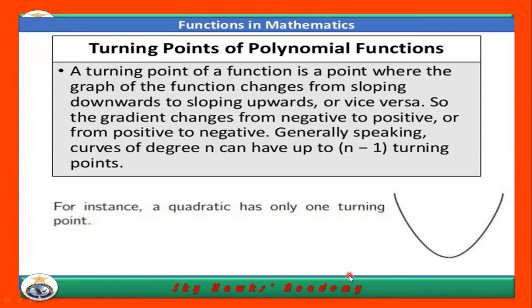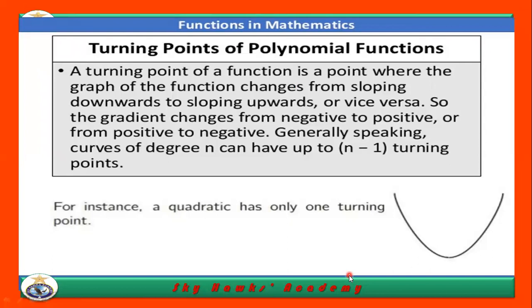So if you're looking at the graph and it has 3 turning points, at those 3 points it's changing its behavior. Sometimes it is going up, down, and then down and up. So if it has 3 turning points, then you must say that the degree of the function is 4. If it has 2 turning points, you must say that it is a cubic equation.